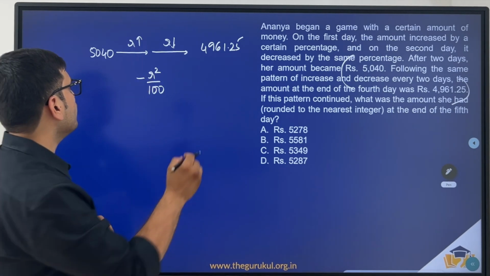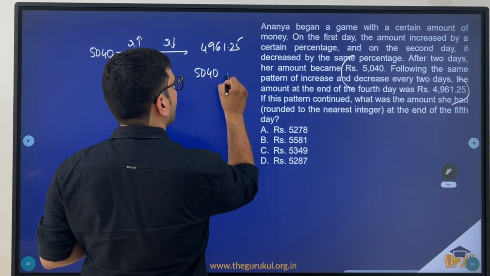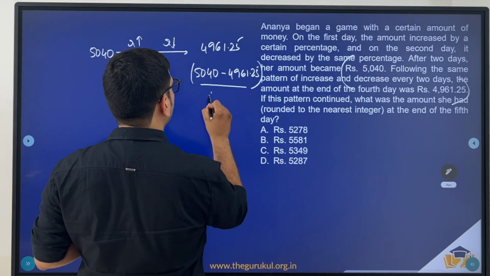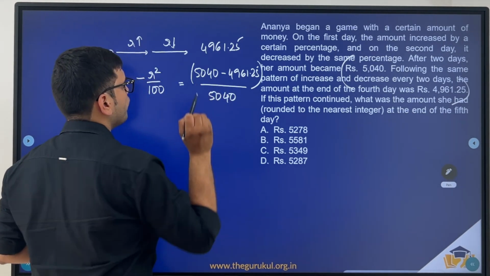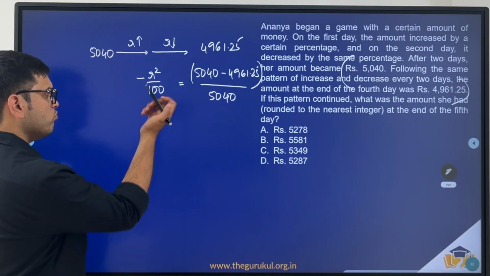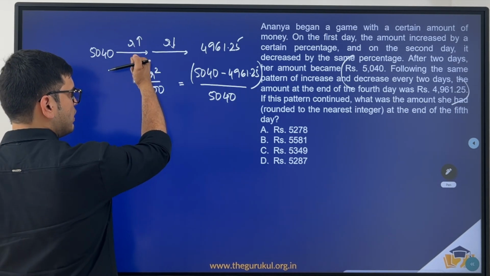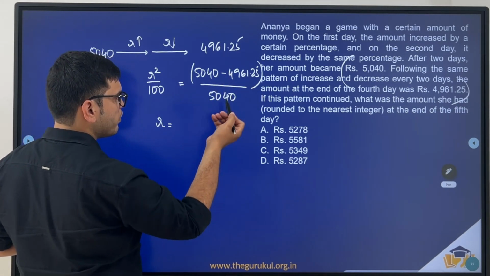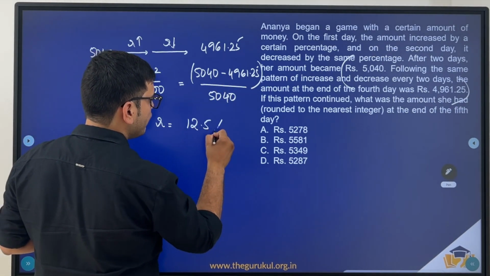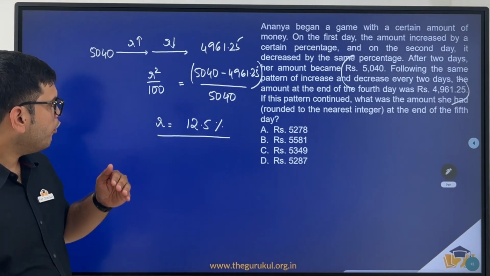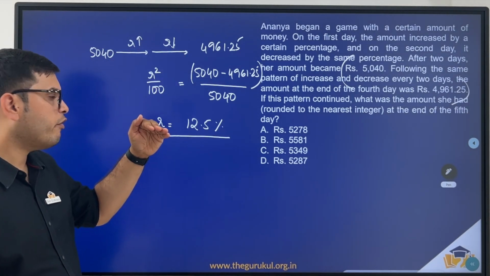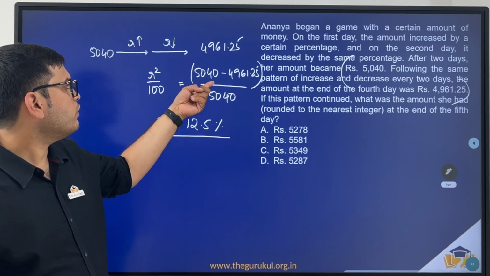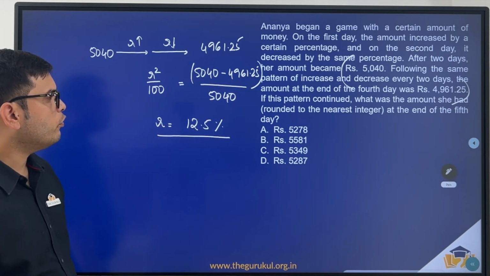Now, what is the loss here? 5040 minus 4961.25 by 5040, right? Now, I can remove the minus symbol here because this is loss already. So the value of R, if you use a calculator, will be 12.5%. Right. Now because of 12.5% increase and 12.5% decrease, there is a resultant loss of this 5040 minus 4961.25.